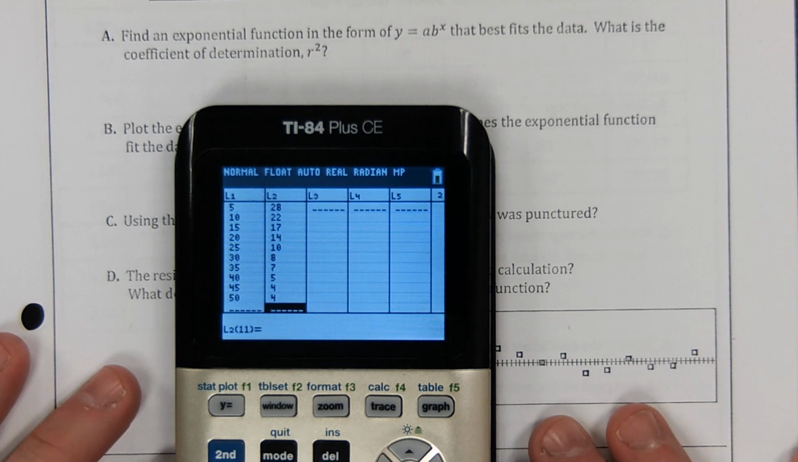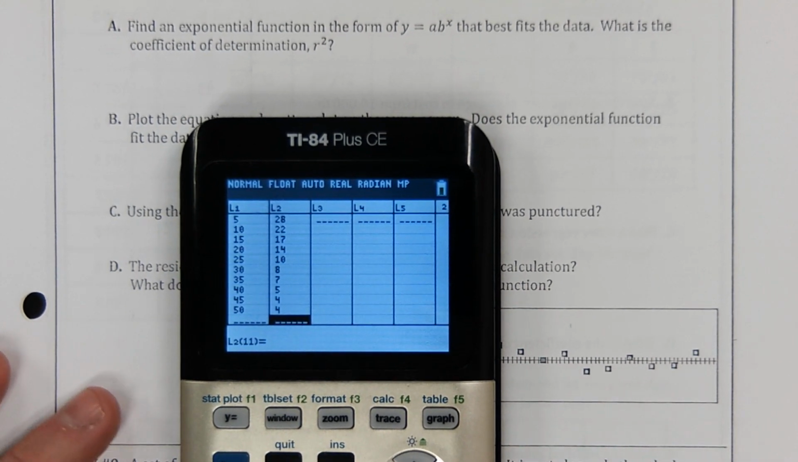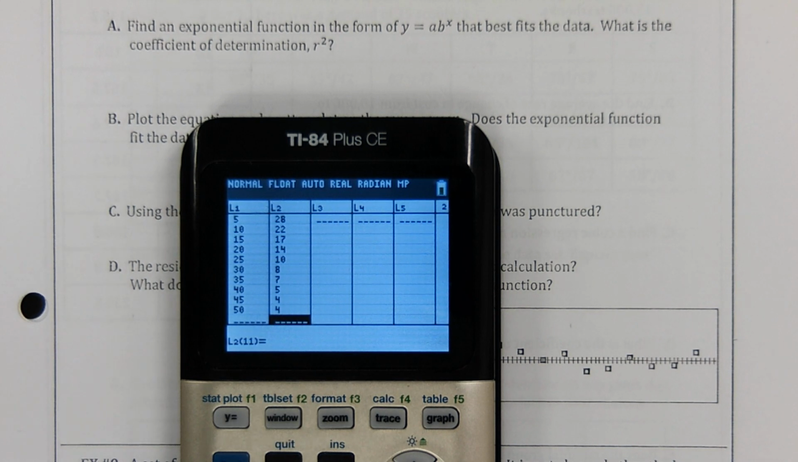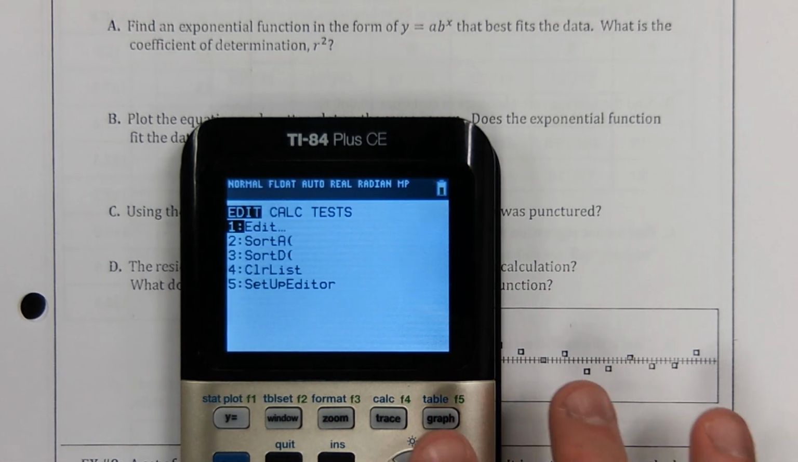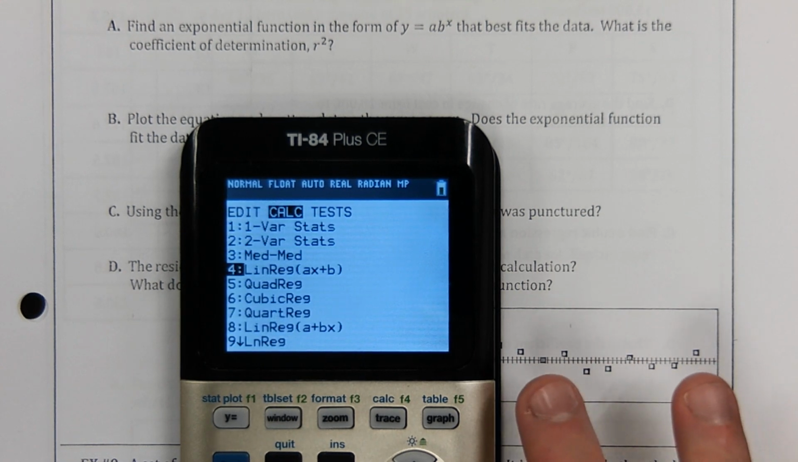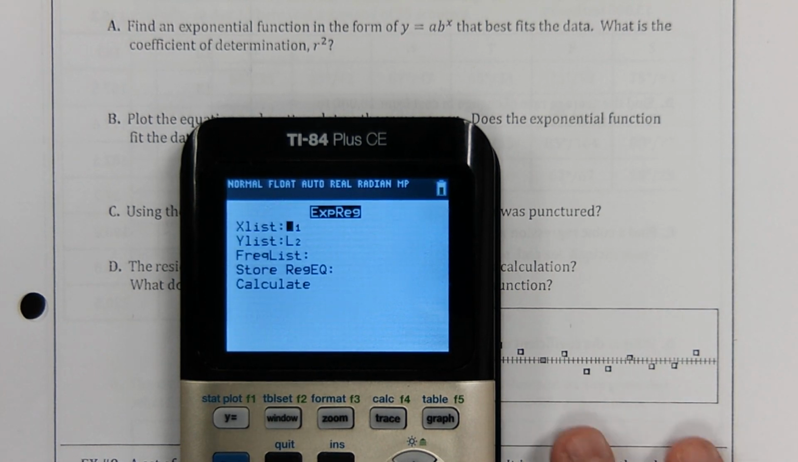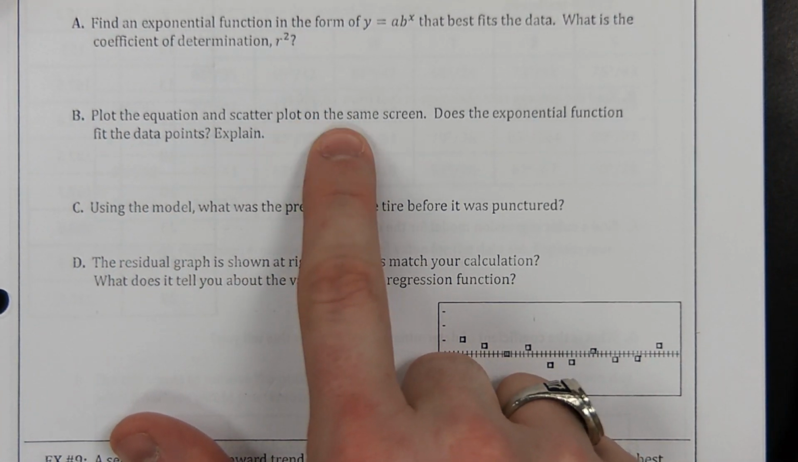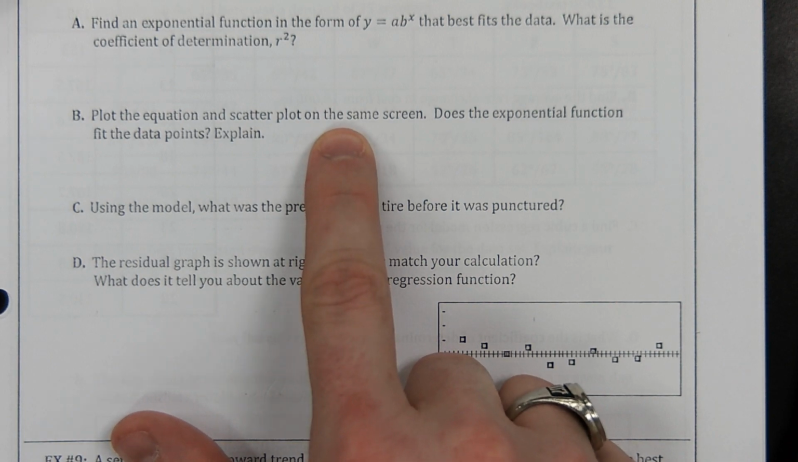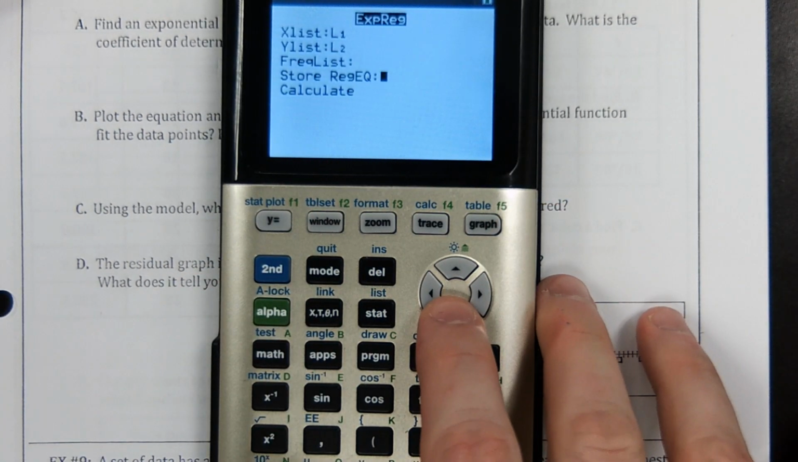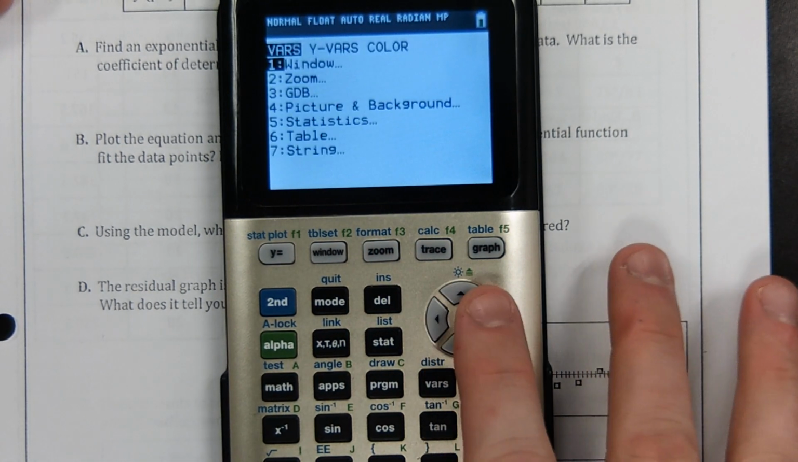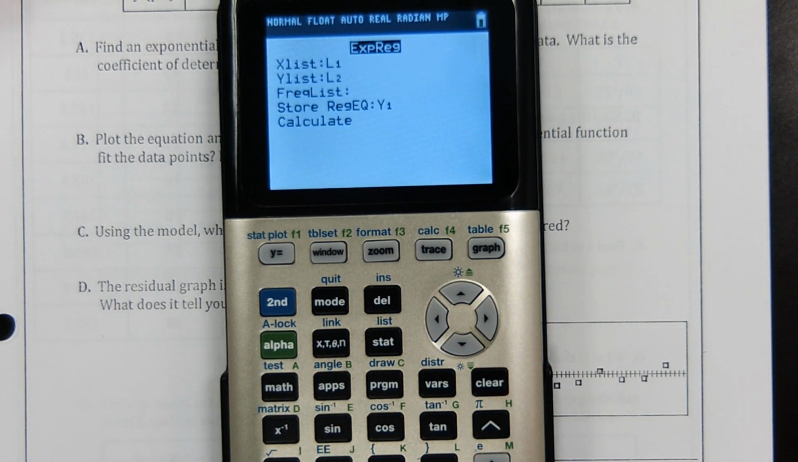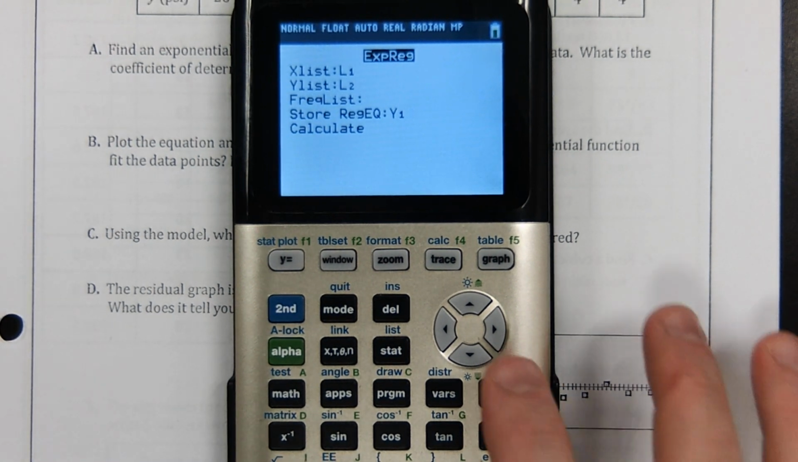It says find an exponential model that fits the data and then find R squared. Remember, AP is not going to make us analyze R squared, but it is good to have knowledge of it. Stat, calc, exponential. Do I want to store it? Plot the equation and the scatter plot on the same screen. So yes, we're going to want to store this one because we want to see it go through its dots. So come down here to store regression equation, vars, yvars, function, y1. There, so that'll save it as y1 for me.